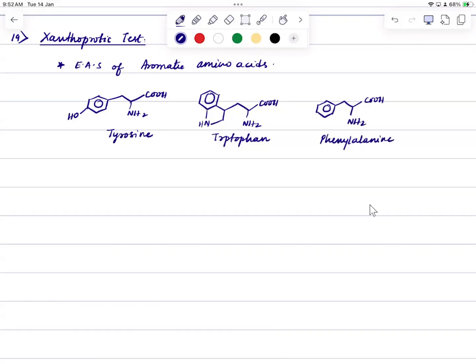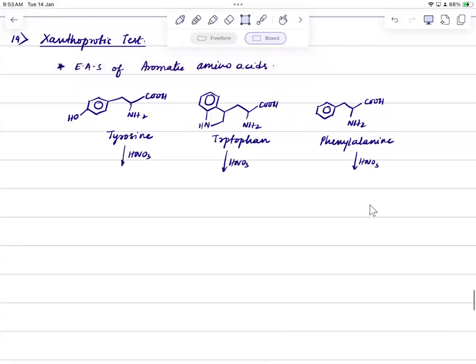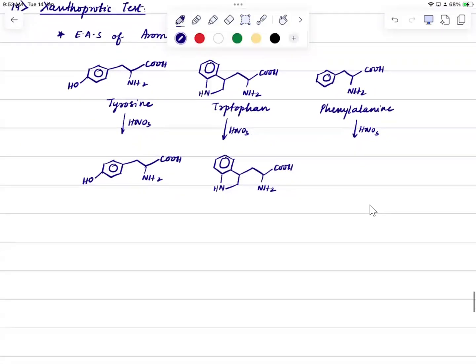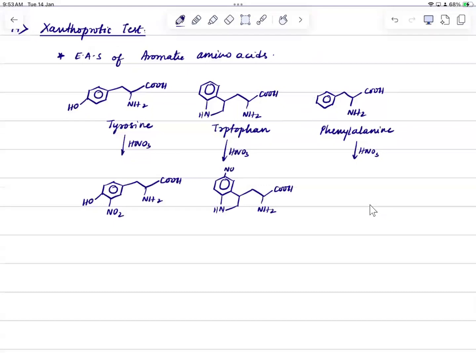Phenylalanine. Mainly these are the three compounds which you will notice, isn't it? But out of this, if I do nitration here, that is an HNO3 reaction here, and here, and here, correct? If you notice these two structures, they can easily take up NO2 at any position because the ring is sufficiently activated. So one NO2 group will come here, and one NO2 group will come here.